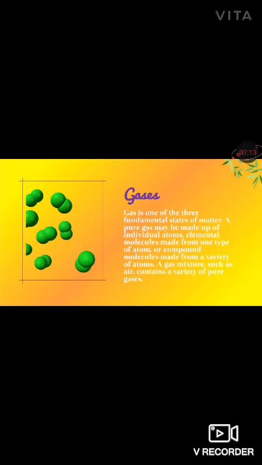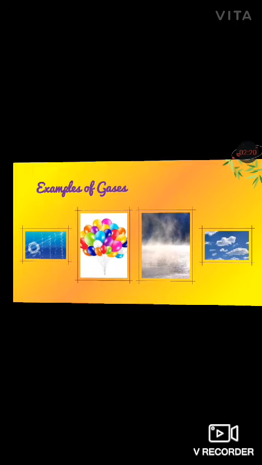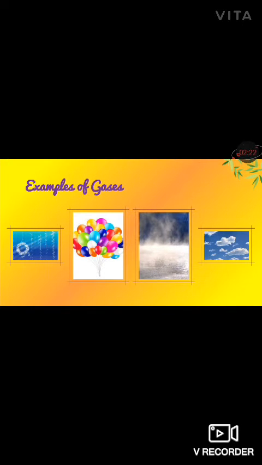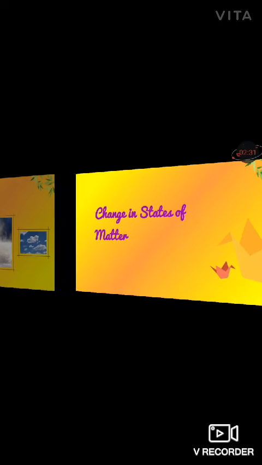You can see in the picture of molecules, they are flowing to the available space. And the examples of gases: oxygen, air-filled balloons, heat or steam and clouds. These all are examples of gases.